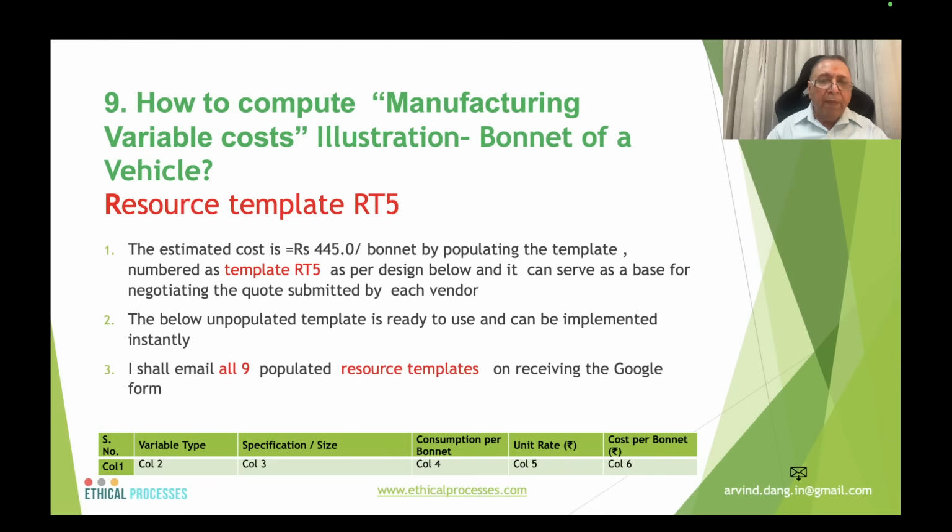Now, this is a template shown which has 6 columns: serial number, variable type, which is manufacturing variable, the name like power, etc., then specification, then the consumption per bonnet, the unit rate, and the cost per bonnet. In our example, it works out to be rupees 445 per bonnet, for which I have shown the detailed computation in my PDF, which I will share on your request.